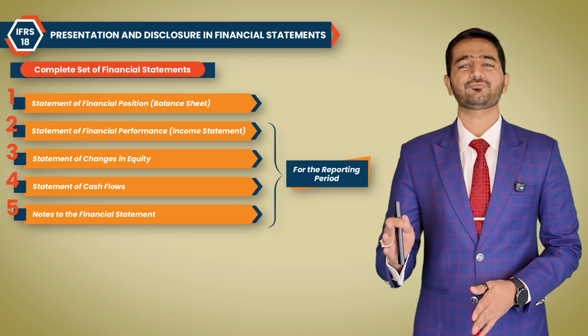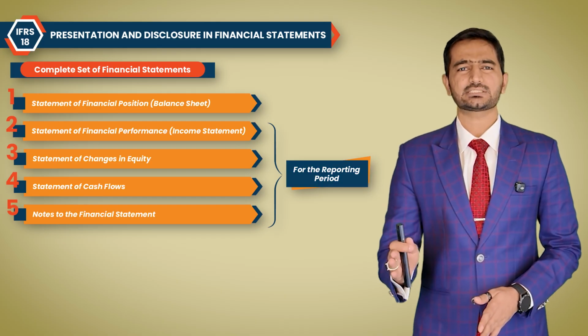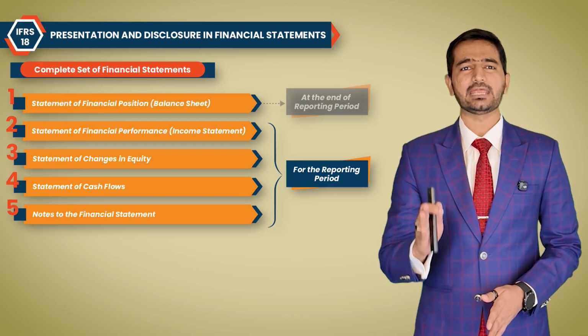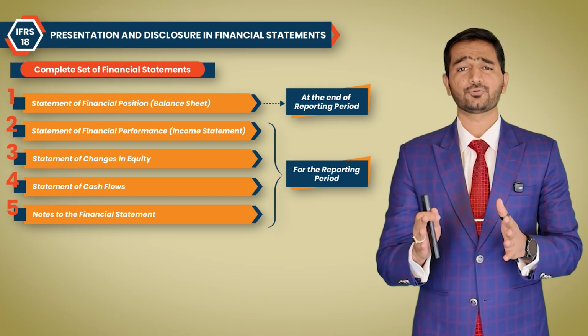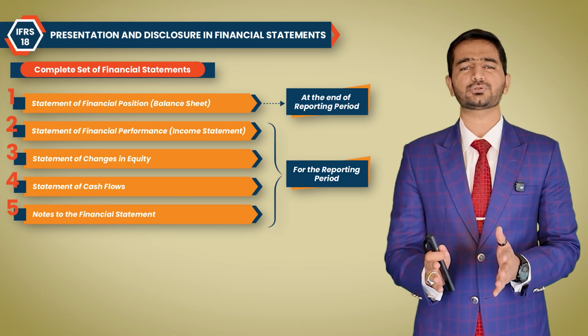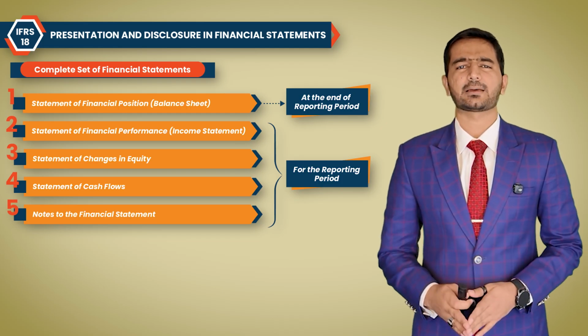The statement of financial position, that is our balance sheet. This one statement is prepared at the end of the reporting period. It's like a snapshot or a photograph of the company's financial position at a specific point in time. Here is a quick example.